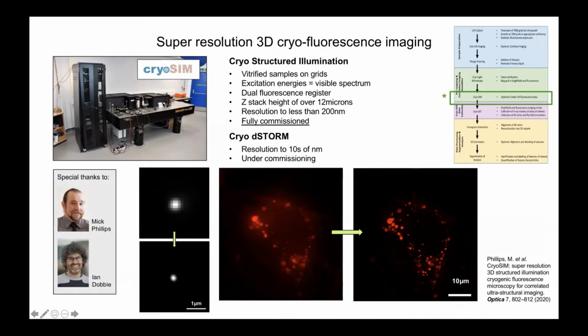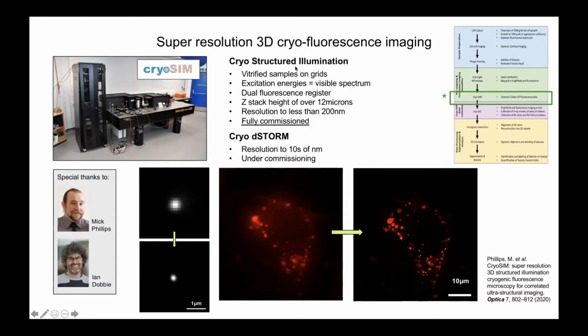So at the beamline, we have a cryoSIM. It's a cryo-structured illumination microscope. It also has a d-STORM capacity. And this was built by Mick with Ian also. Mick has moved on now, but Ian, for his sins, is still around and helps us all the time. So we're very fortunate to have developers working with us.